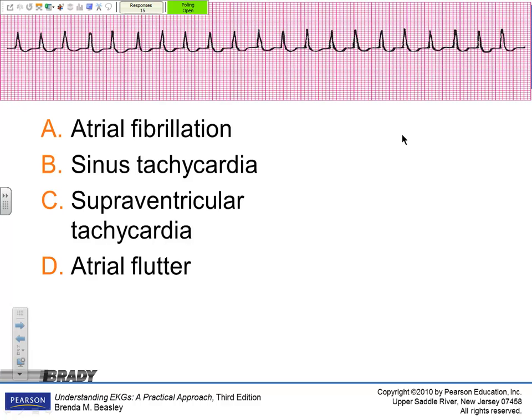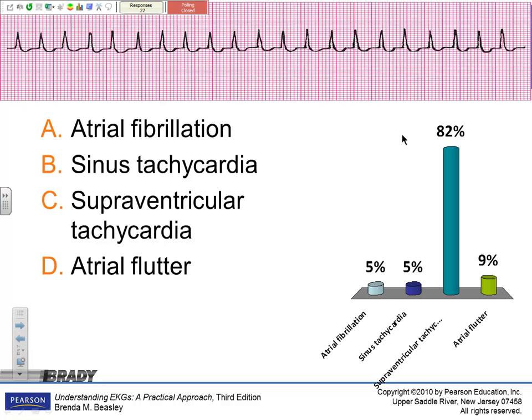Oh, come on, guys. It ain't that hard. Let's see.